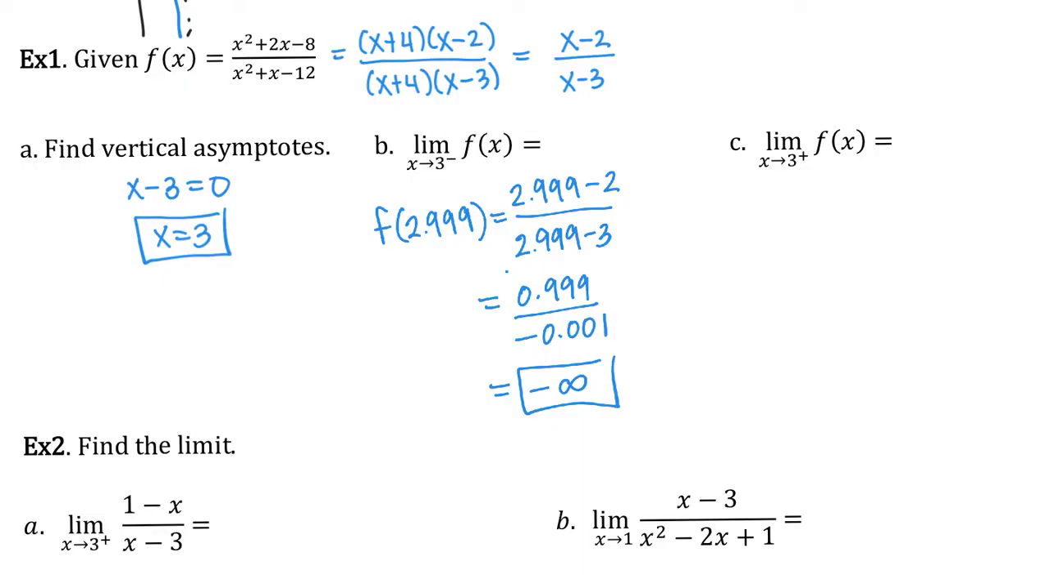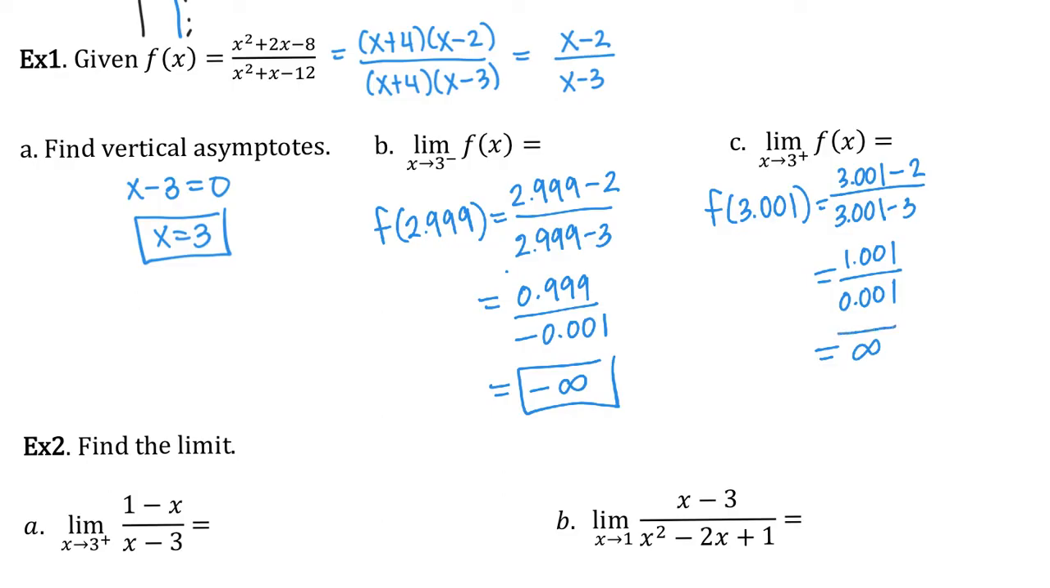Now let's consider it from the positive side. I'm going to think of a number that is a little bit more positive than 3, maybe 3.001. I'm plugging it into the simplified expression because it will give me undefined for the original. I know it's either going to be positive infinity or negative infinity, so that's all I care about. I'm going to have 1.001 over 0.001, which is like positive 1 divided by positive 0, which is going to give me positive infinity. So on the right side of the asymptote, the graph is going up towards positive infinity. On the left side of the asymptote, it's going down to negative infinity.